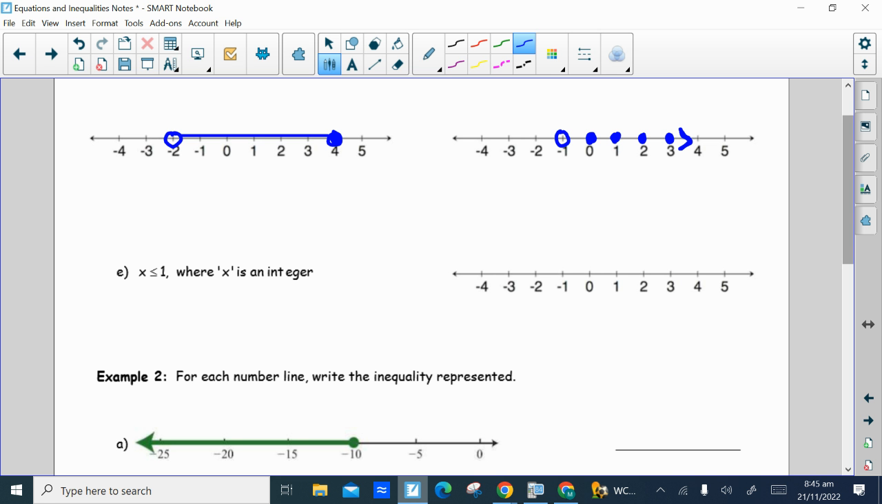So part E says x is less than or equal to 1, where x is an integer. So again, integers are only positive and negative counting numbers, no decimals or fractions. So we're going to start at +1, which is included because x is less than or equal to. And the next integer less than 1 will be 0, then -1, then -2. And note that those dots need to be colored in because those values are part of the solution set. And we need an arrow there to show that that pattern continues.